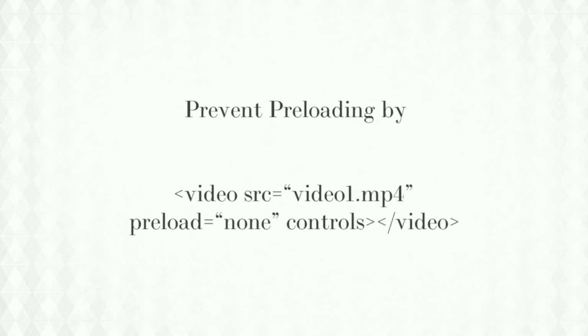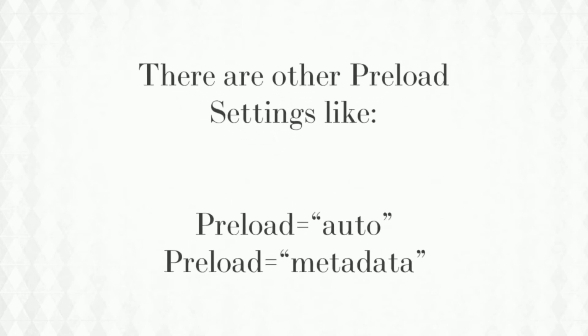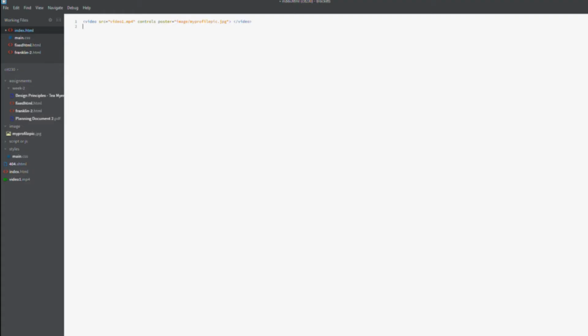To prevent preloading, you use the video tag with the source and preload equals none, along with controls, and you also close the video tag. There are other preload settings like preload equals auto, which starts downloading the video in anticipation of the user watching it, or preload equals metadata, which asks the browser to retrieve basic information about the video, such as its dimensions, duration, and a few frames of the video. So let's put all these tags that we learned in our editor and see how they look.